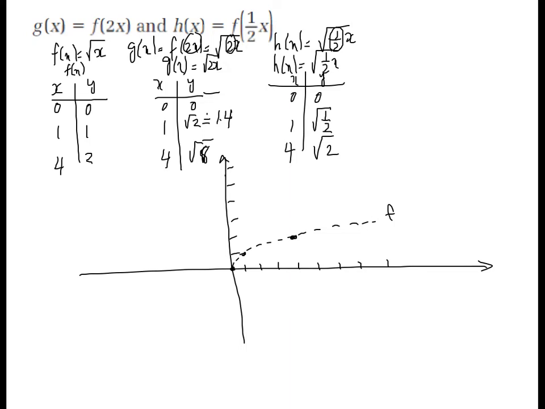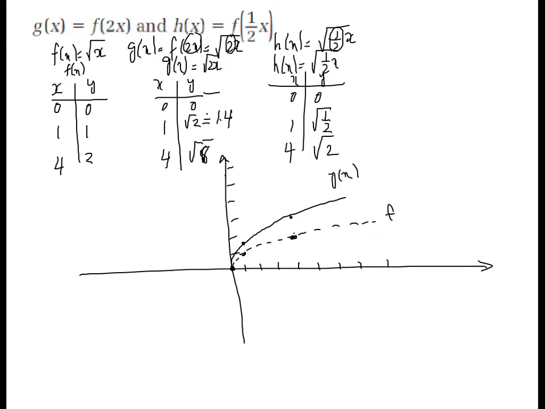Now for g of x, when x is 0, y is 0, so again this point. When x is 1, y this time is 1.4, so it's going to be somewhere around here. And when x is 4, y is square root of 8, which is going to be about 2.8. So if x is 4, y is 2.8, which is going to be about here. So this is going to be my g of x.